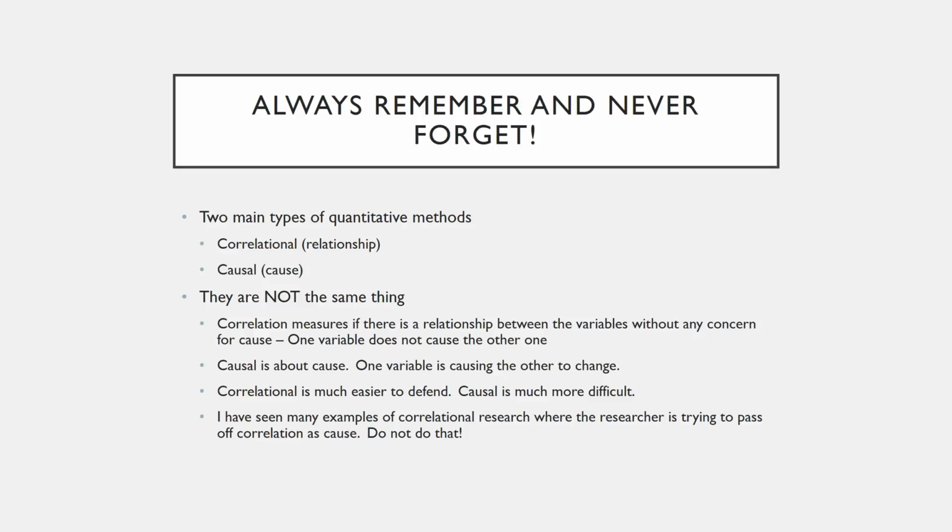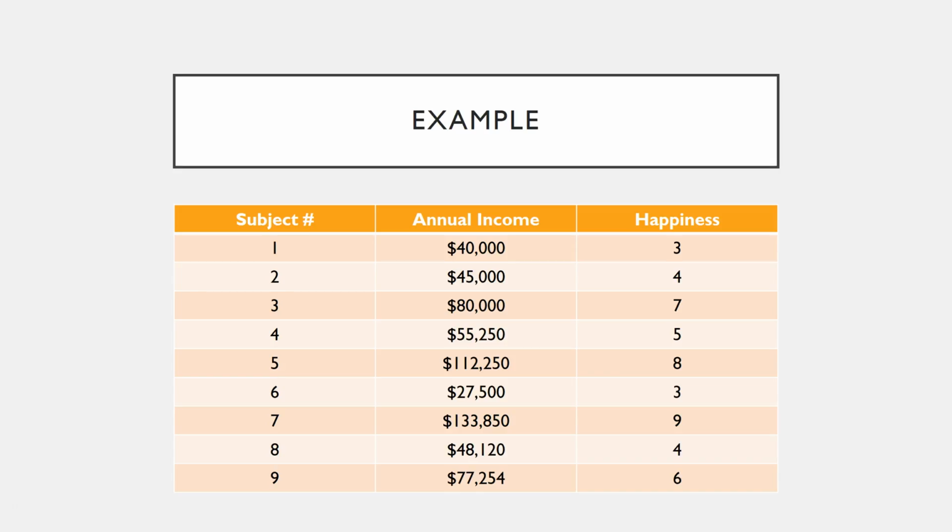But I've seen many examples of correlational research where the researcher is trying to pass off correlation as cause. So don't do that. Here's an example of where you might pass off correlation as cause. You have 9 subjects, and we're looking at the relationship between annual income and happiness. Now, happiness is on some 1 to 10 scale. I just made it up.